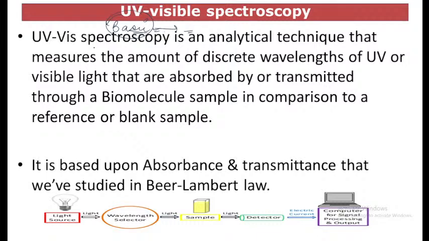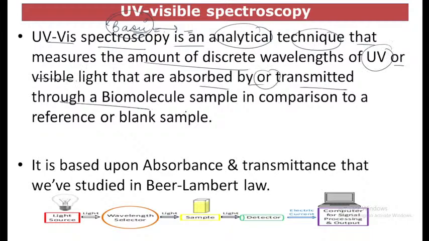UV visible spectroscopy is an analytical technique that measures the amount of discrete wavelengths of the UV or the visible light that are absorbed by or transmitted through a biomolecule sample in comparison to a reference or a blank sample.